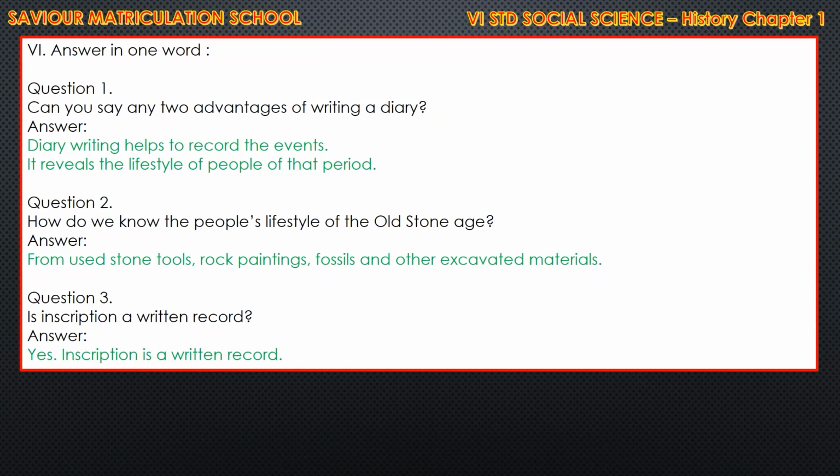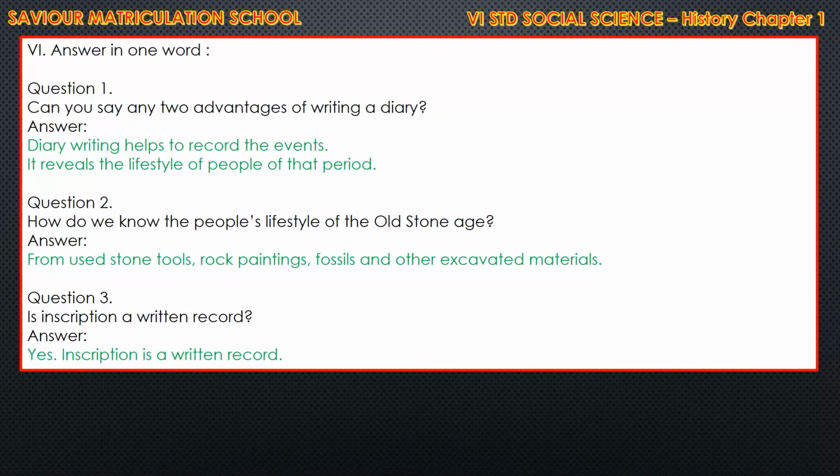That is answer in one word. You have to answer in one sentence. Understand? Question number 1. Can you say any 2 advantages of writing a diary? Tell me. Okay. Shall we see the answer now? Diary writing helps to record the events, and it reveals the lifestyle of people of that period. So these are the answers.